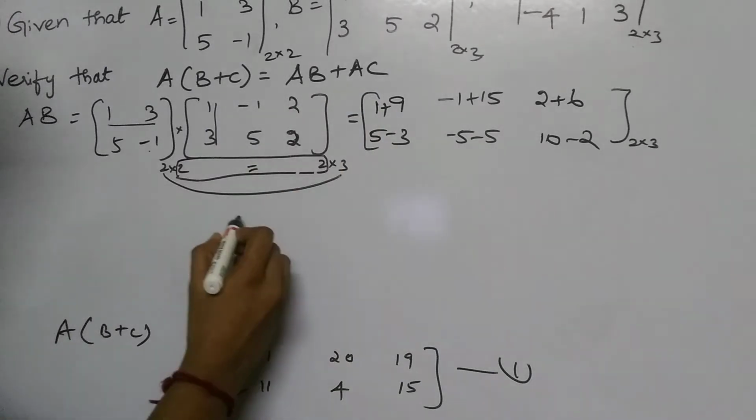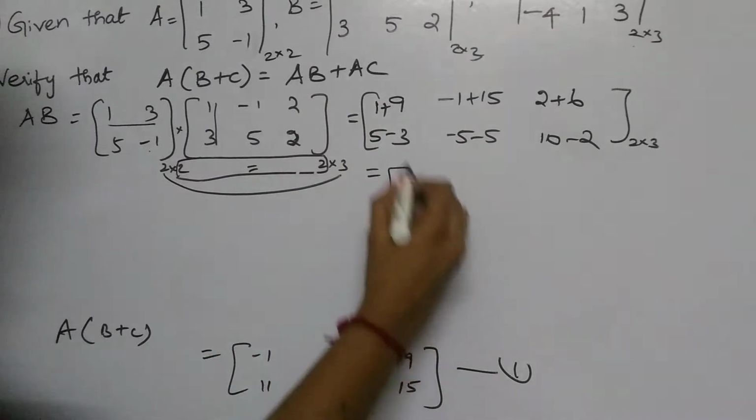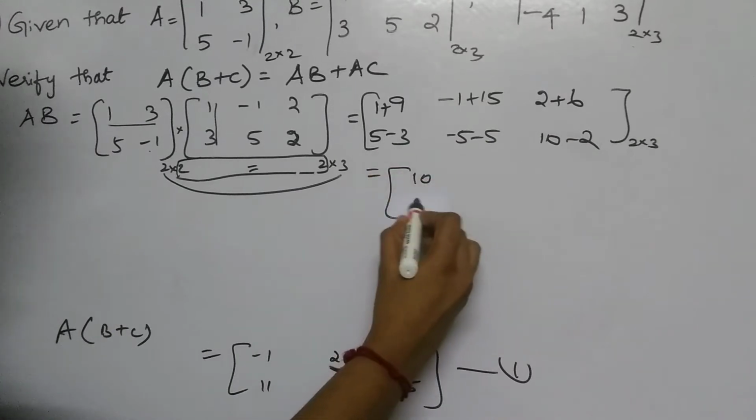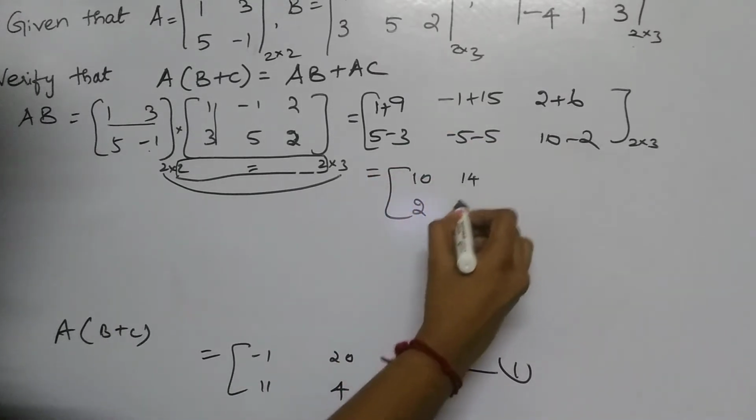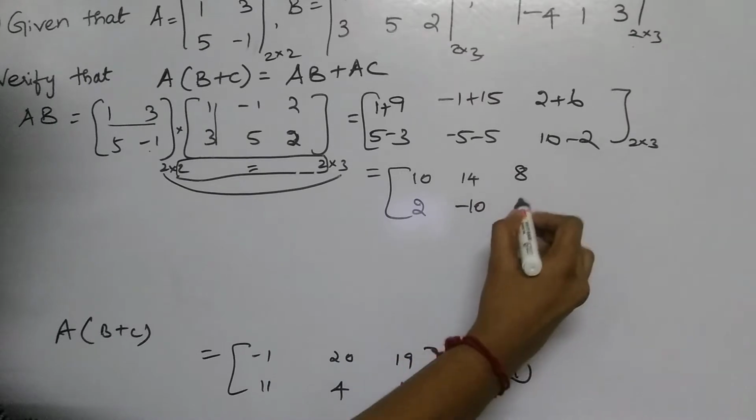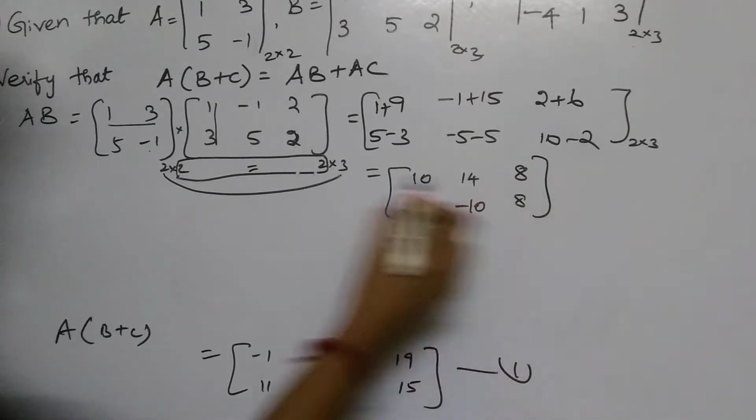Now add the elements. What will you get? First element 10. Second here 2. This one 14. This one minus 10. 8, 8. This is what your AB is.